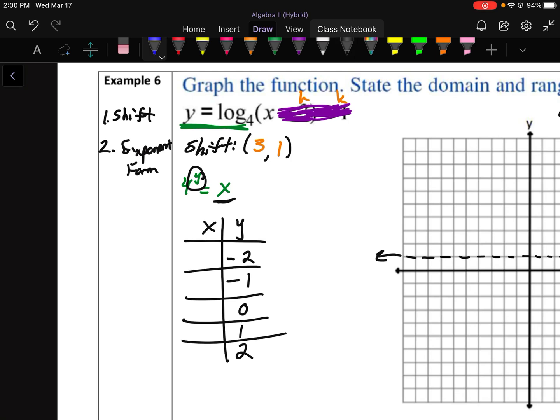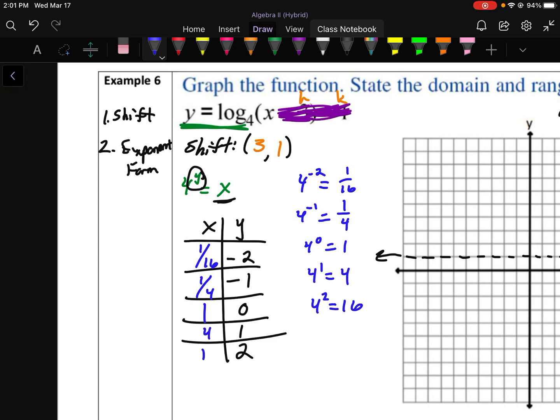So here we go. 4 to the -2 would be 1 over 16. 4 to the -1 would be 1 over 4. Anything to the 0 power is 1. 4 to the first is 4. And 4 squared is 16.